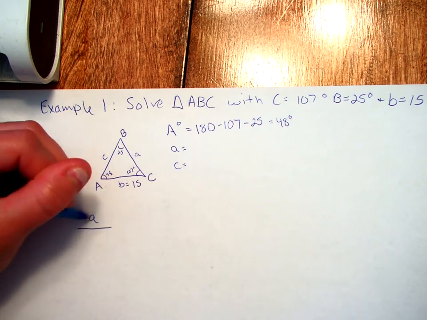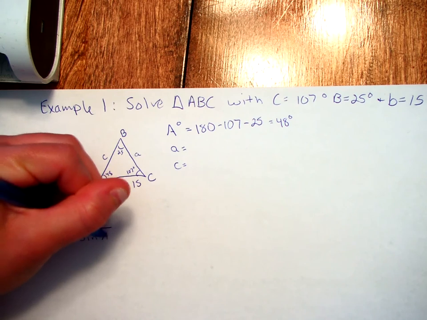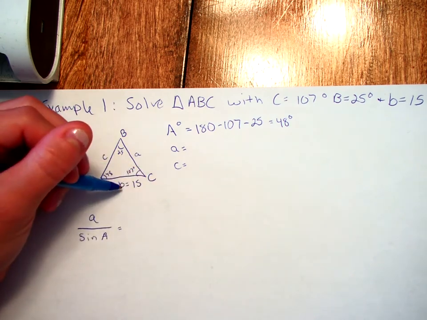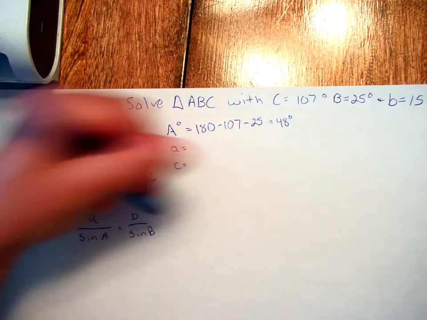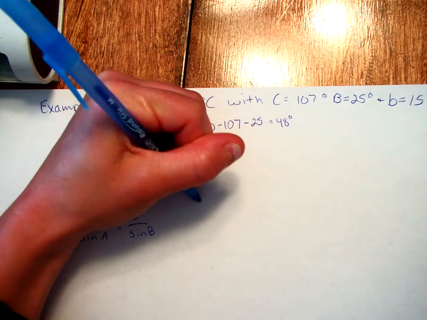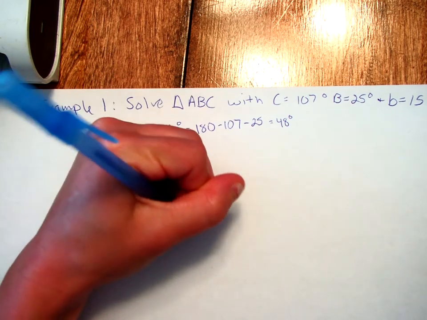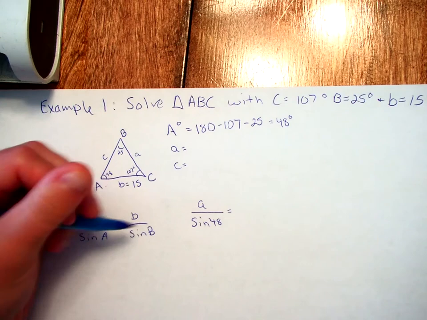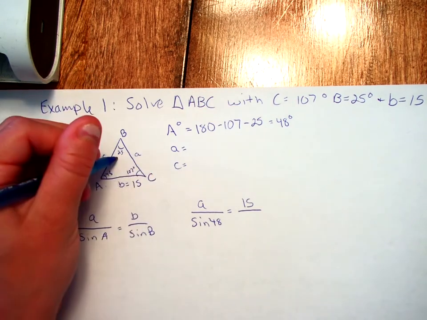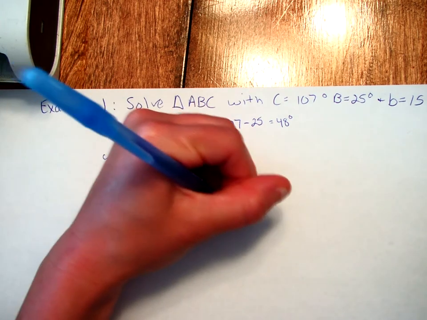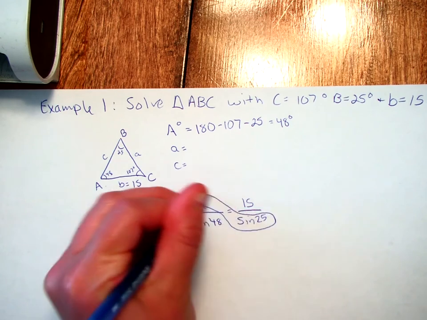So we're going to do side a first. If we're looking for side a, we always want whatever we're looking for to be on top, over sine of A. And then because we know side b, we're going to use b over sine B. So let's fill in what we have already. We don't know side a, but we do know that angle A is 48 degrees, so sine of 48. We know that side b is 15. And we know that sine of B, B being 25, goes there.